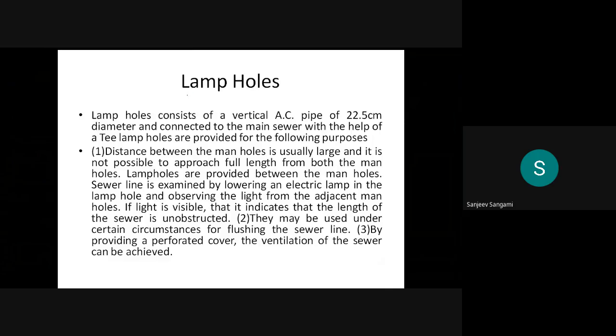Now we'll go with the lamp holes. The lamp holes consist of vertical AC pipes, normally 22.5 centimeter diameter, connected to a main sewer. Why is this used? Normally it is used for inspection purposes, because the light has to penetrate up to some distance so that things can be repaired at regular intervals.